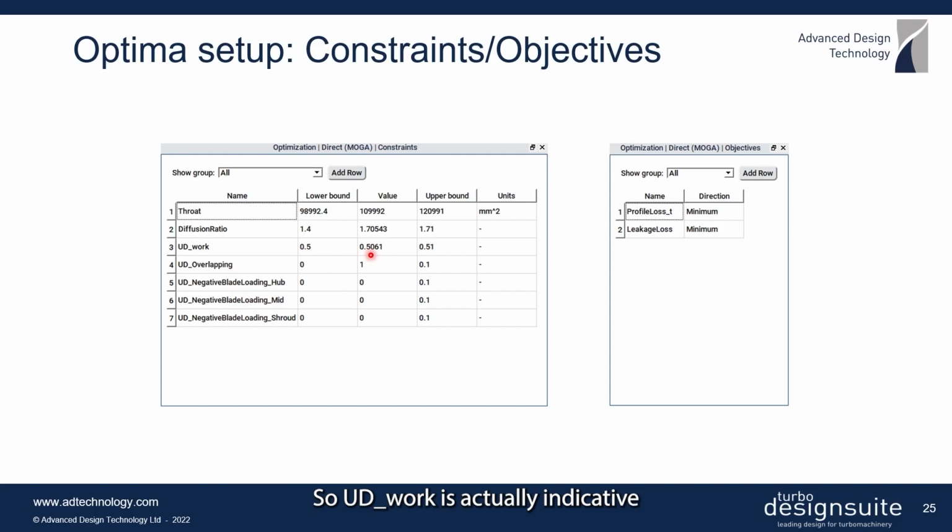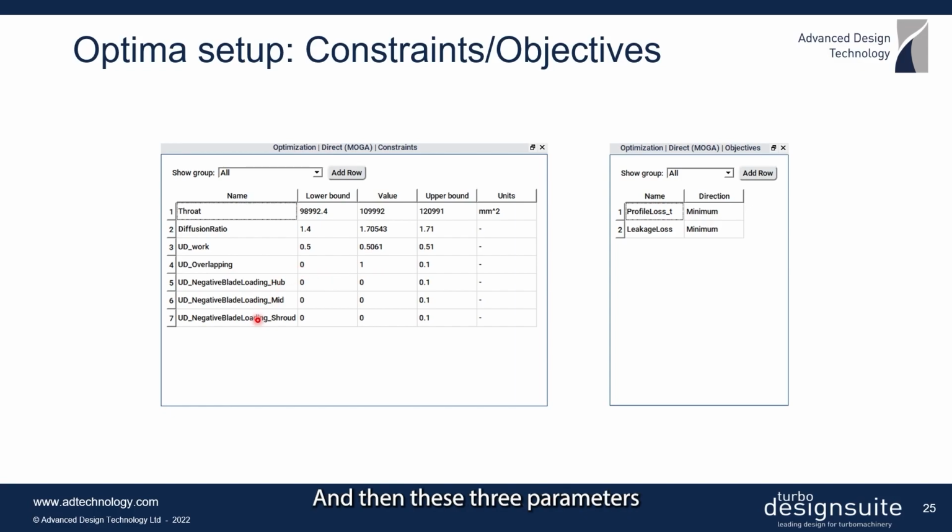So UD work is actually indicative of the power consumption by the fan, and so we in fact constrained this very tightly. And then in order to avoid blade overlapping, for manufacturing reasons, we have this UD overlapping, which is 1 for redesign 3 but needs to be 0 for the optimum design.